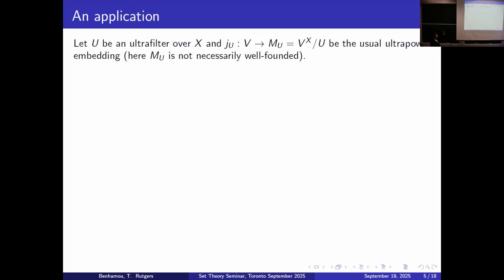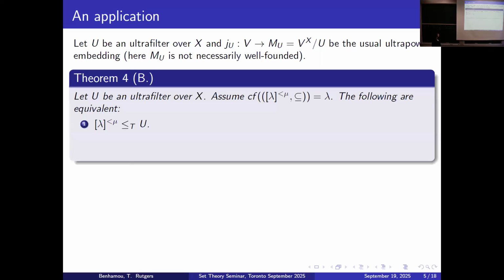And here I'm not assuming any type of completeness of the ultrafilter. So the ultrapower might be ill-founded. You can have non-standard elements. It's okay. And so what I did was to characterize this notion: when does an ultrafilter get Tukey above that, in terms of the ultrapower. So that was the purpose of this theorem.